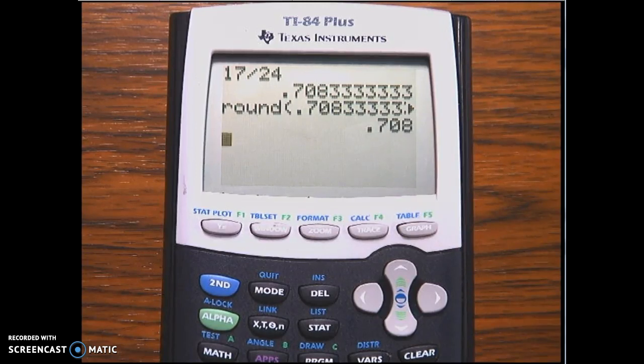So that's it. That's my first calculator strategy. Rounding, that would be helpful on the Unit 0 practice problem set.